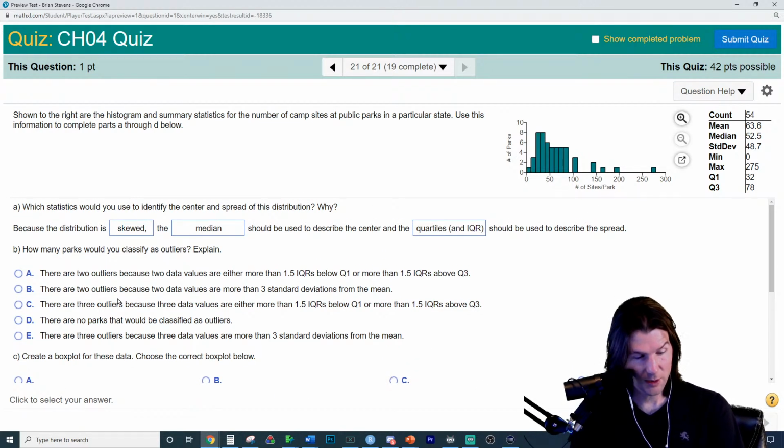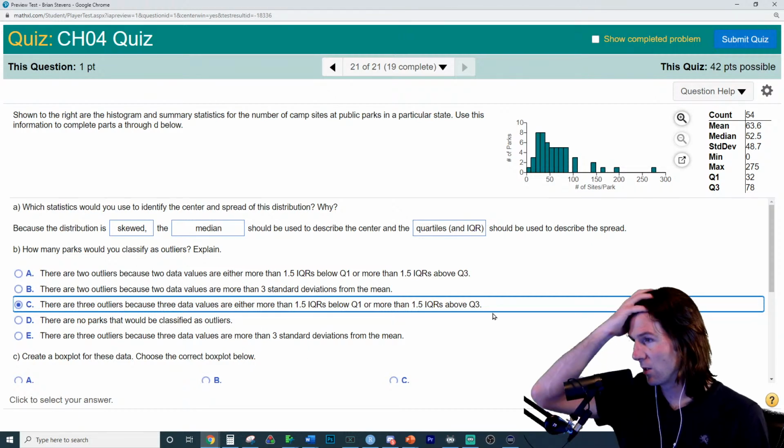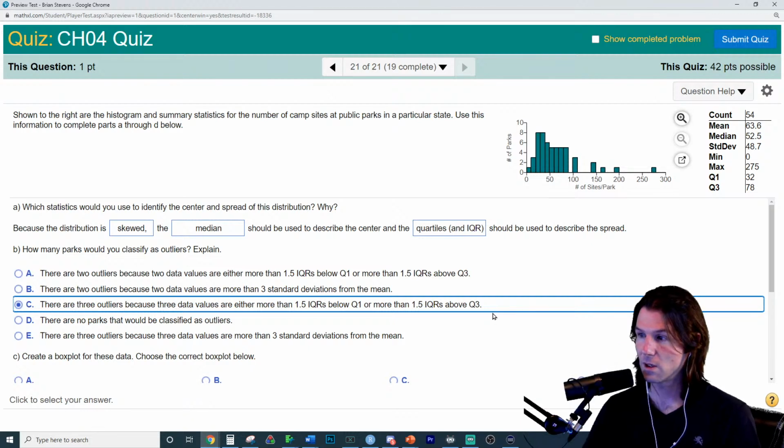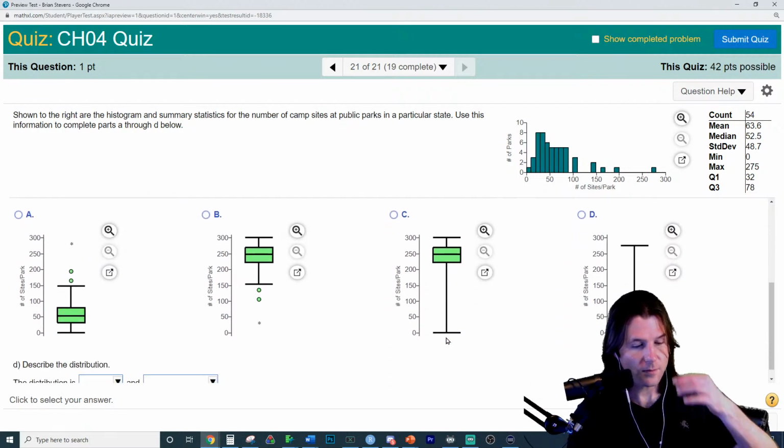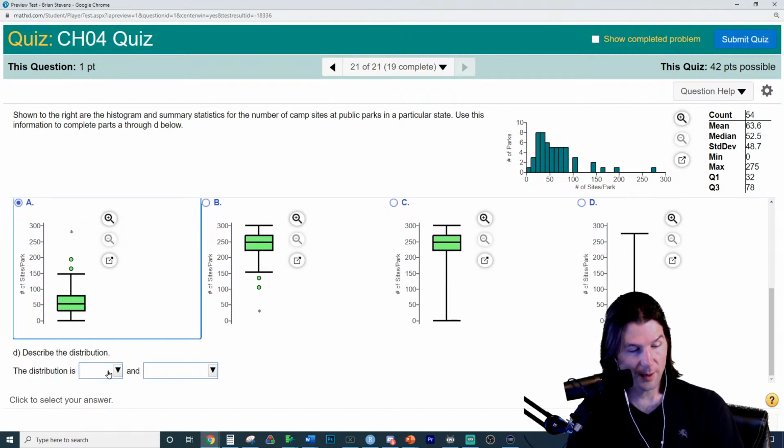So there are 3 outliers, because the data values are either more than 1.5 IQRs below Q1 or more than 1.5 IQRs above Q3. That's exactly what I did right there. And we're using IQRs and medians and Q3s to classify outliers because the data is skewed. Create a box plot. Well, we know there are 3 outliers. Well, that's nice and easy. Since we know there are 3 outliers, we have the answer right here, and this confirms outlier 1, outlier 2, and an extreme outlier over here. Describe the distribution.